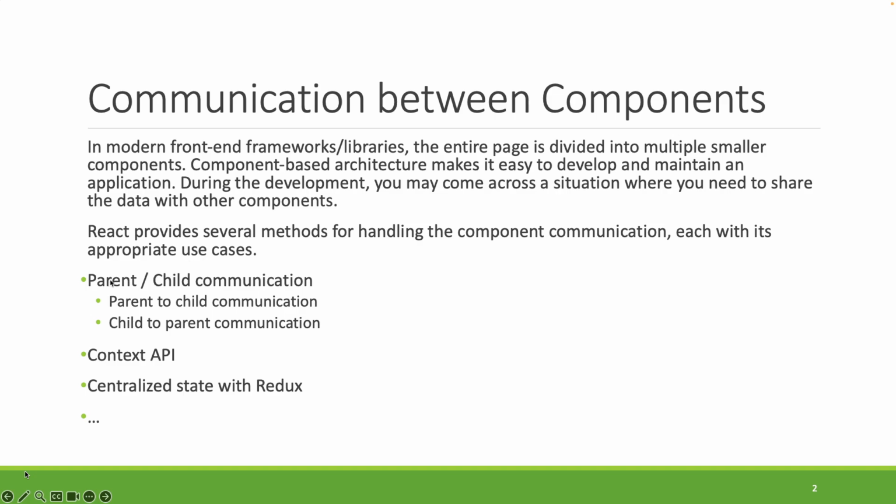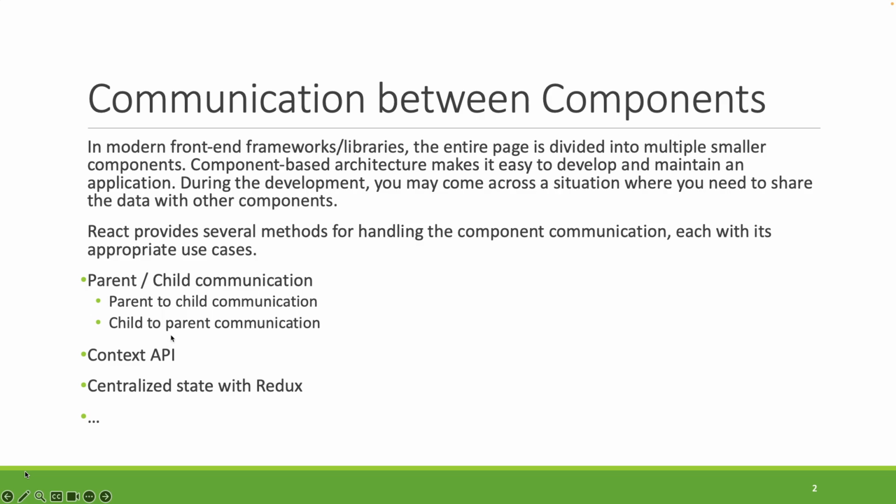Between parent and child, we have two, because in React it's one-way data binding. It's either from parent to child or from child to parent. We will also have siblings, which is the communication between siblings. For communication between siblings, we have two ways to do it.